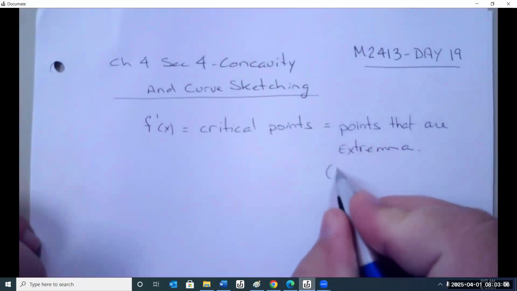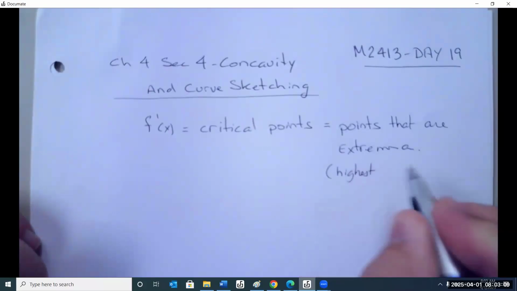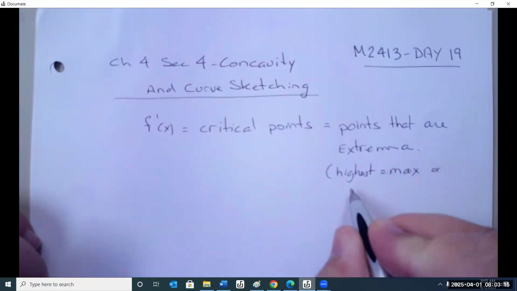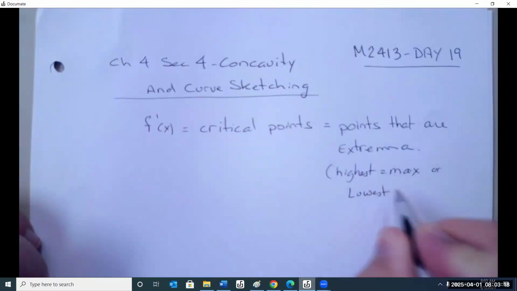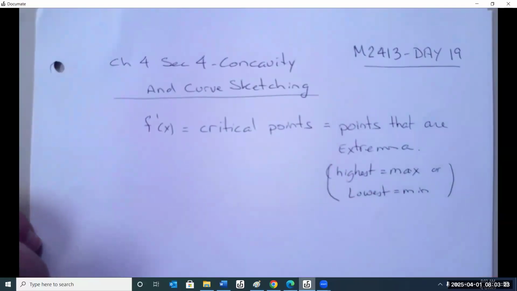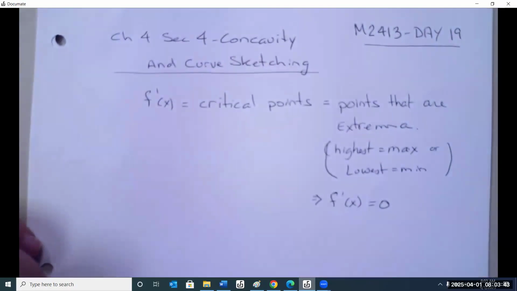Yeah, the highest or the max, or the lowest, which is called the min. Those are the extrema, the highest and lowest points of a curve. How do we find those? Yeah, the first derivative of f of x is zero because it has no slope. It's a horizontal slope.